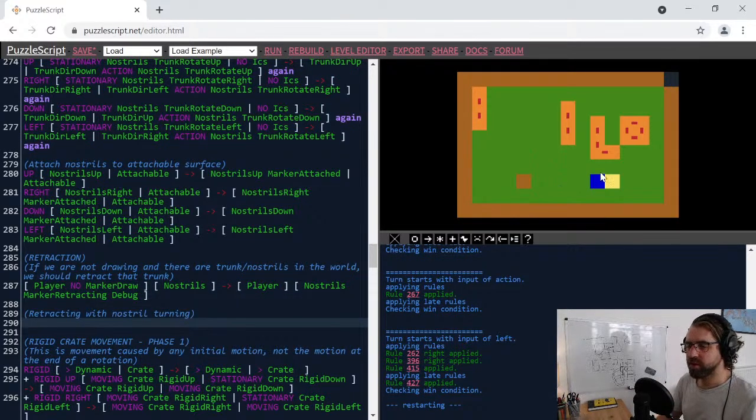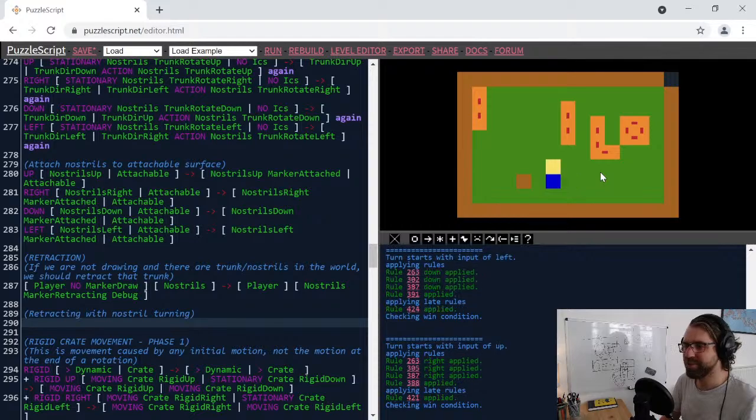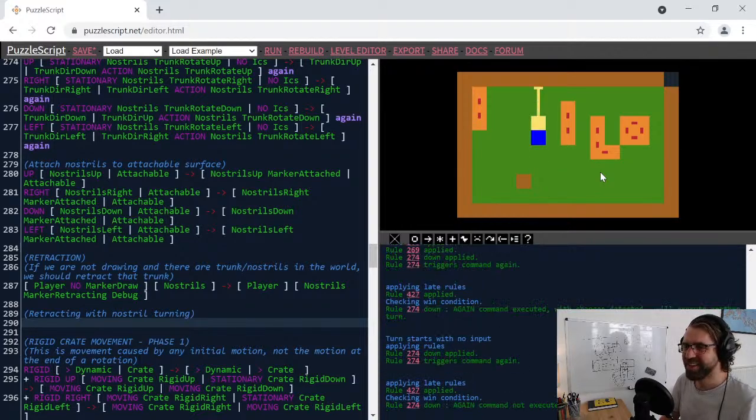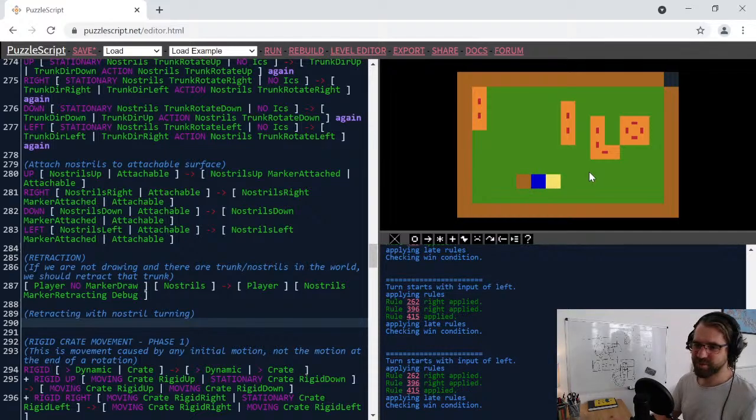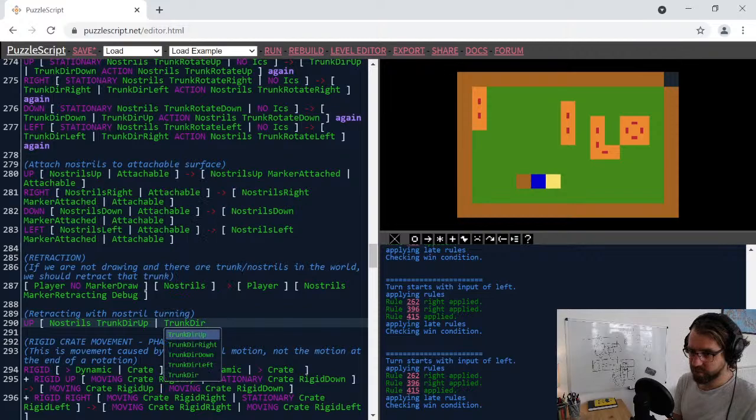Tracking with nostril turning, so it did seem worth it. Yeah, maybe. So basically, wherever we have nostrils, this is going to be directional. If there's nostrils and a trunk door up, there's certainly a trunk door down, but I guess we're going to remove it, so that's fine. Then we are removing both of those and we're putting the nostrils in here.